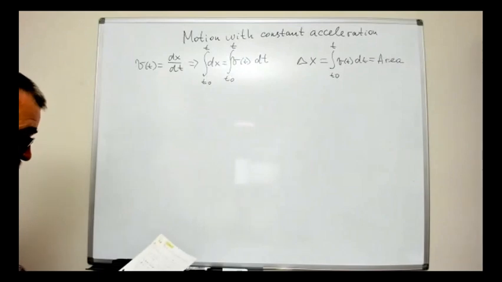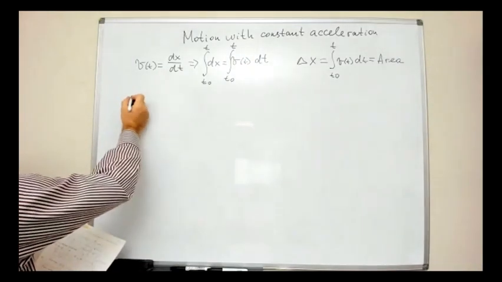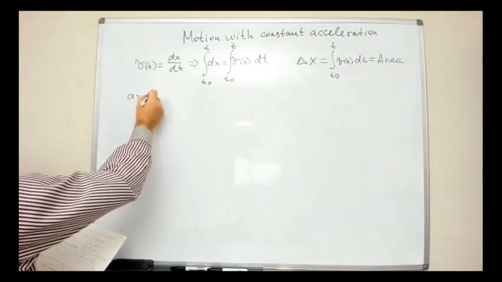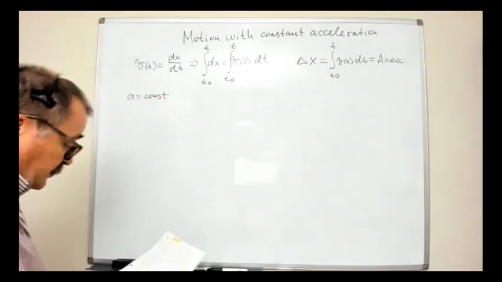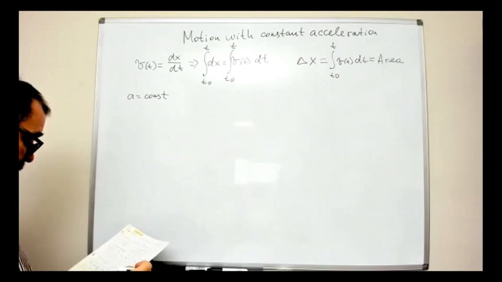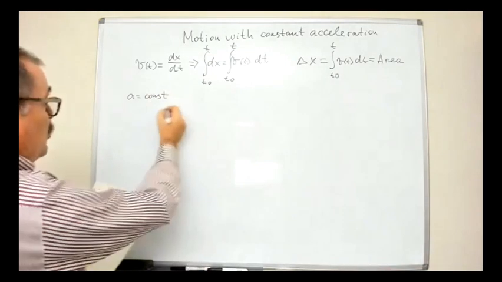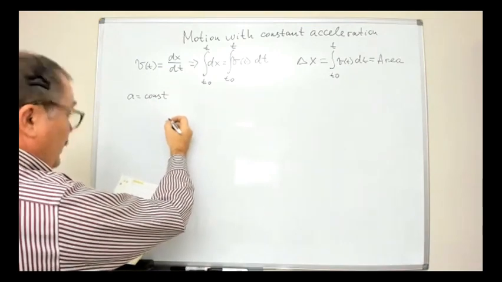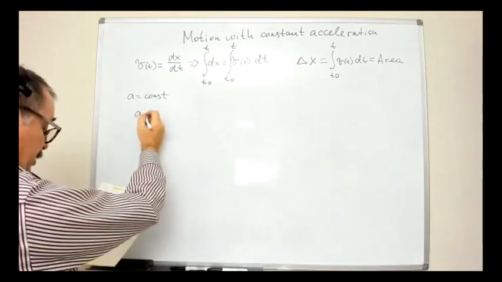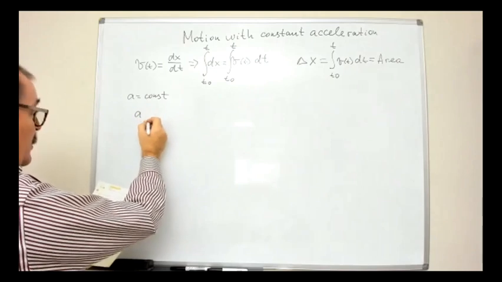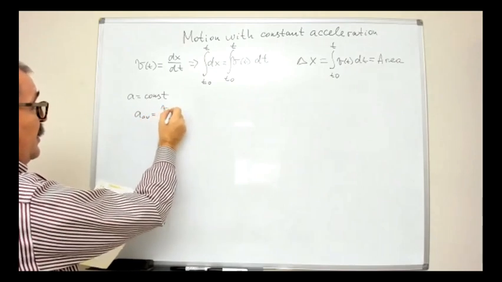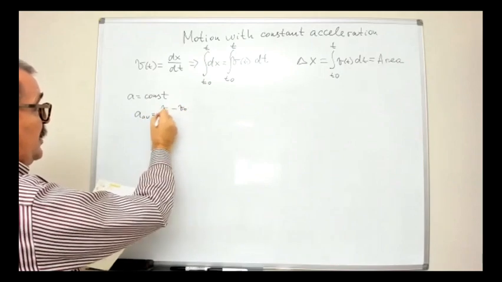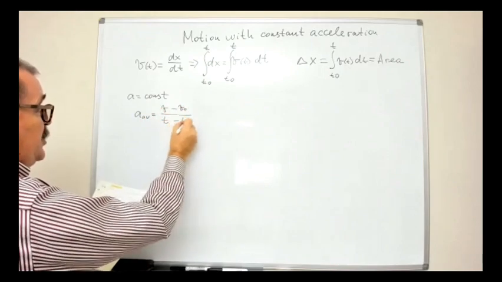Let me consider now case A, constant acceleration. So acceleration is constant, and if it's constant, we can write that the average acceleration is velocity minus initial velocity divided by time minus initial time.